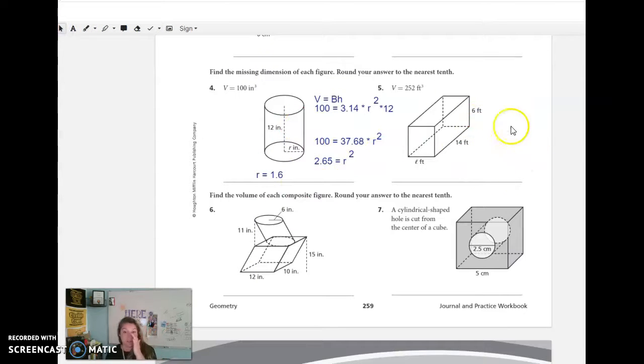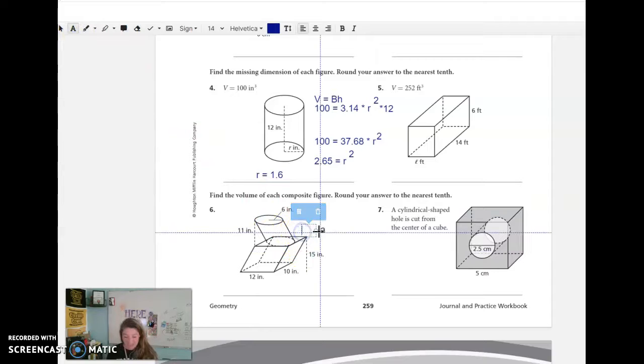Number 5 is going to go the same way. Number 6. Be kind of careful with number 6, right? You're finding the volume of 2 things. So you're going to find the volume of this leaned over box, okay? You're going to find the volume of that little Leaning Tower of Pisa. And then you're going to add those 2 volumes together, okay?